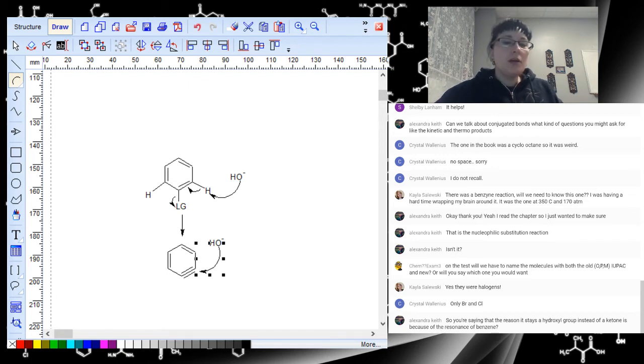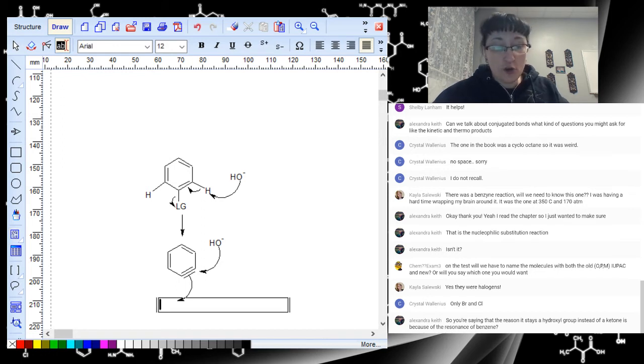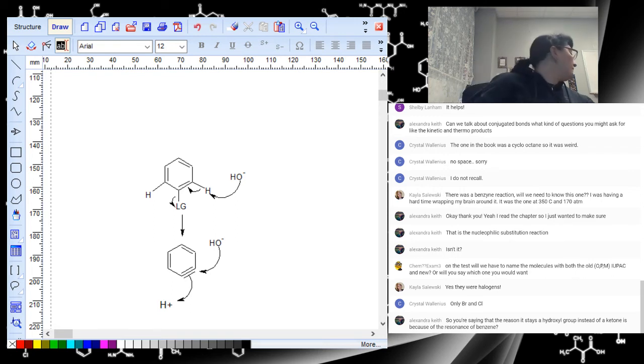There we go. And then this bond here can come out and grab a proton, and we have plenty of protons in the solution, because if you have hydroxide, you're going to have things like water. If you have this reaction, you already have the HCl or the HBr in the system, so you have protons available, right? So I think that's the easiest way of showing it.